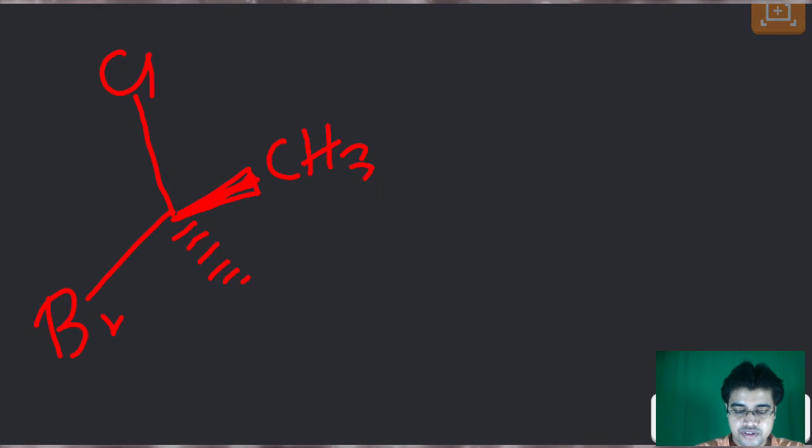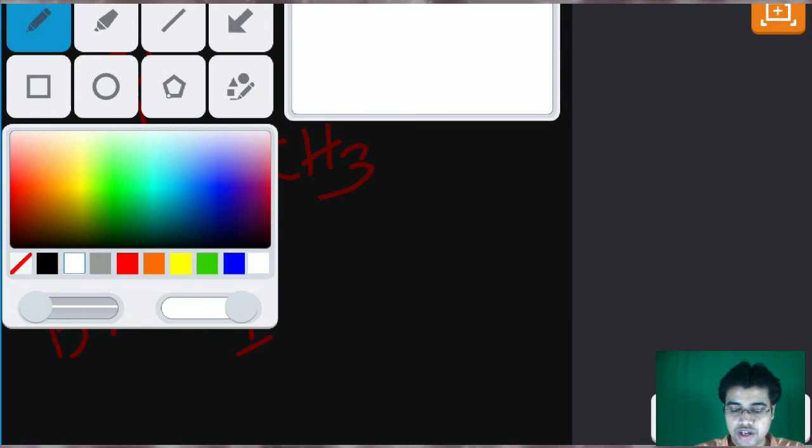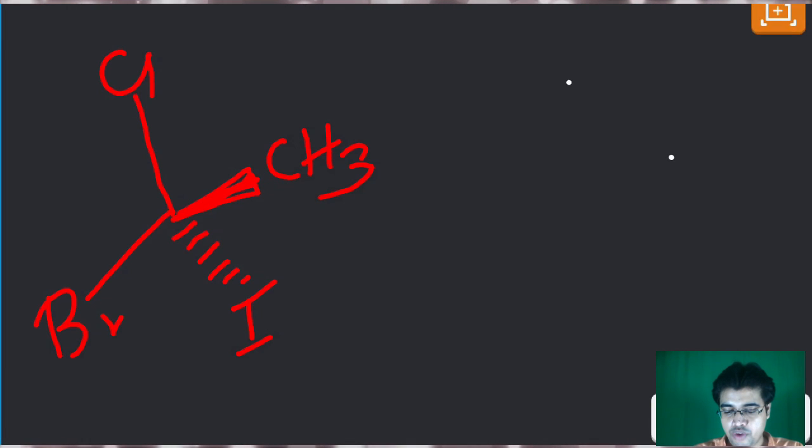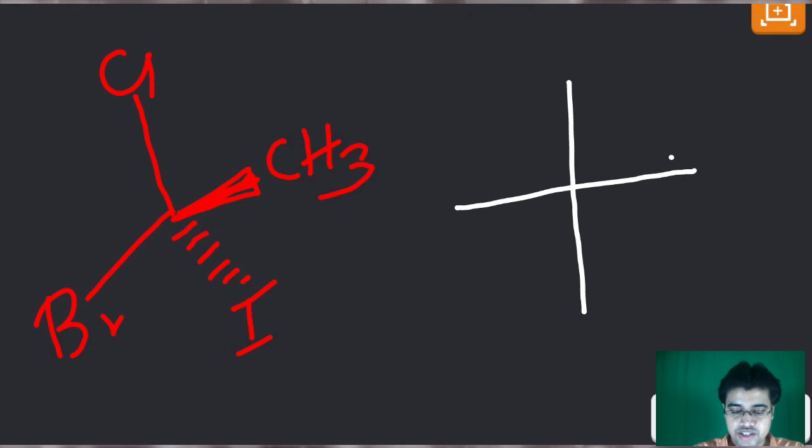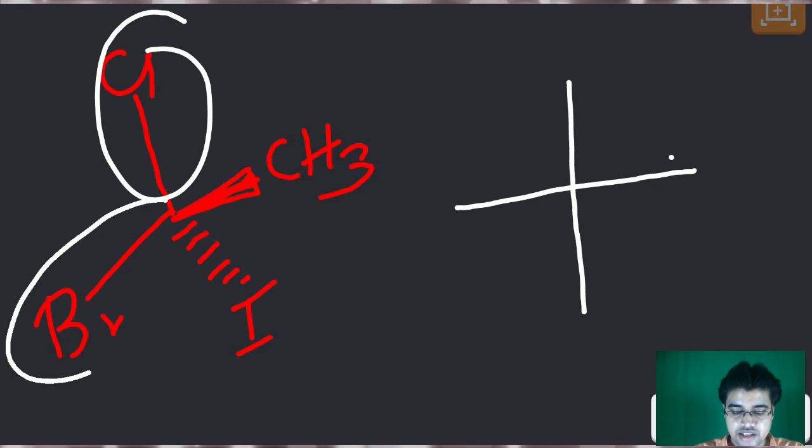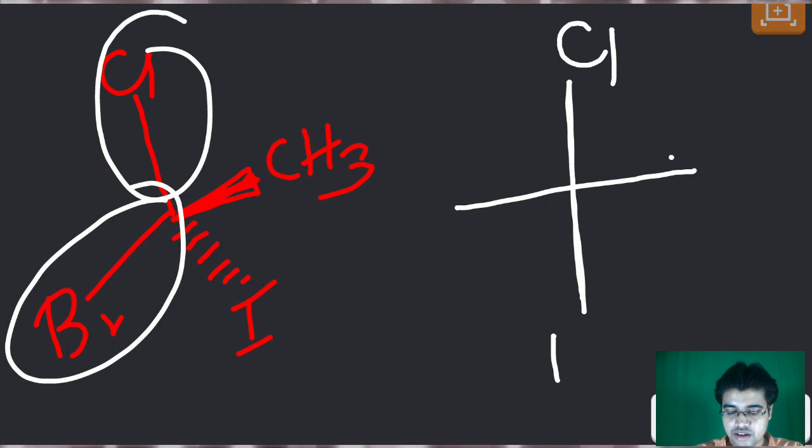So look here, it is the flying wedge structure. So Cl, Br, CH3 and I. You have to convert this structure to the Fischer projection. So in the same way, just follow the opposite direction. This is Cl and Br. This is the straight line. So just write down Cl and Br. Okay, no confusion regarding this.